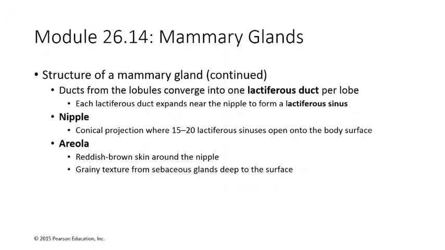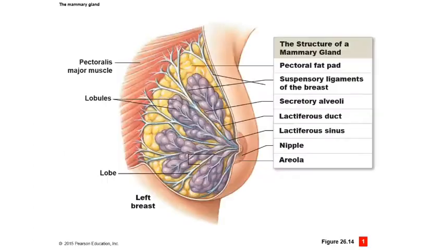There are ducts from each of the lobules converging into one lactiferous duct. And this lactiferous duct is going to expand near the nipple. The nipple will have about 15 to 20 of these lactiferous sinuses opening into the body surface, and the areola is the region around the nipple. It is going to have some sebaceous glands around it, and so there will be a different sort of sweating, if you will, from the areolar tissues, similar to pubic and axillary regions.